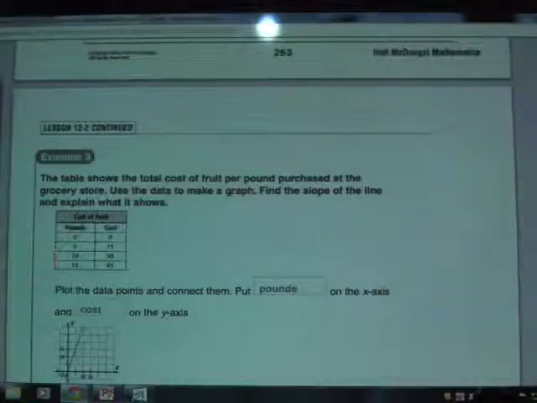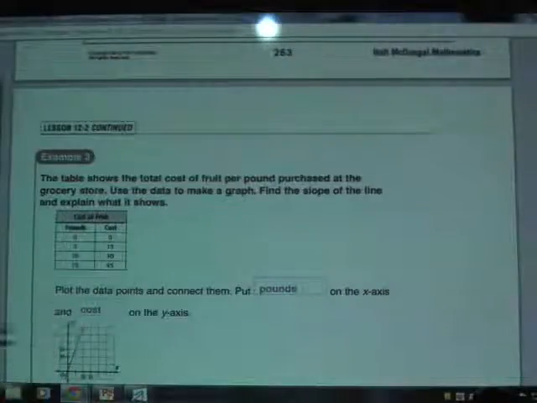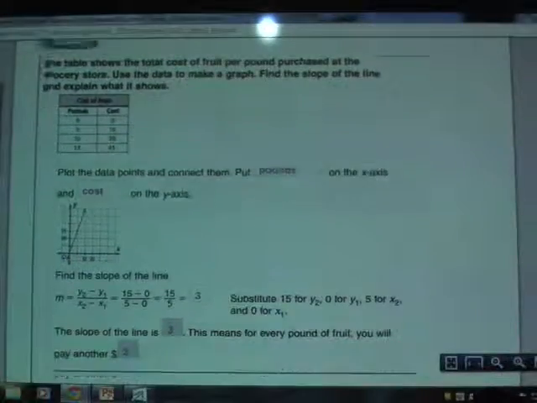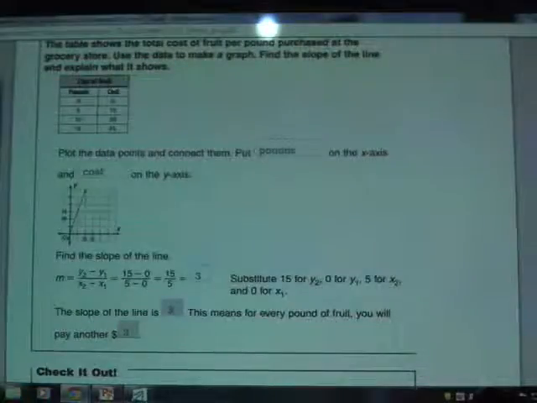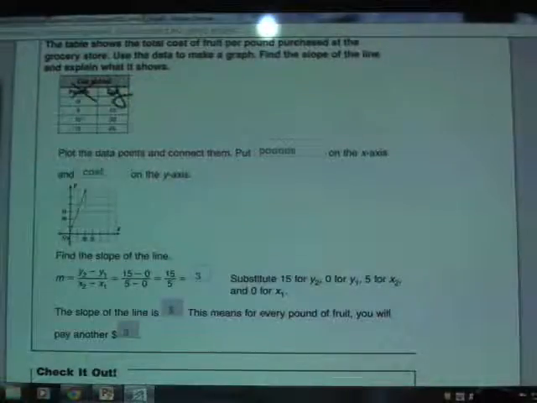Now the problem is we don't have labels on the coordinate grid that relate to pounds and cost. All we have are x and y. So what they're explaining in that little chunk of data underneath the table is they're going to let pounds go on the x-axis, and they're going to let the cost go on the y-axis. So I'm going to come down here to my table, and I'm going to change pounds into x and cost into y.